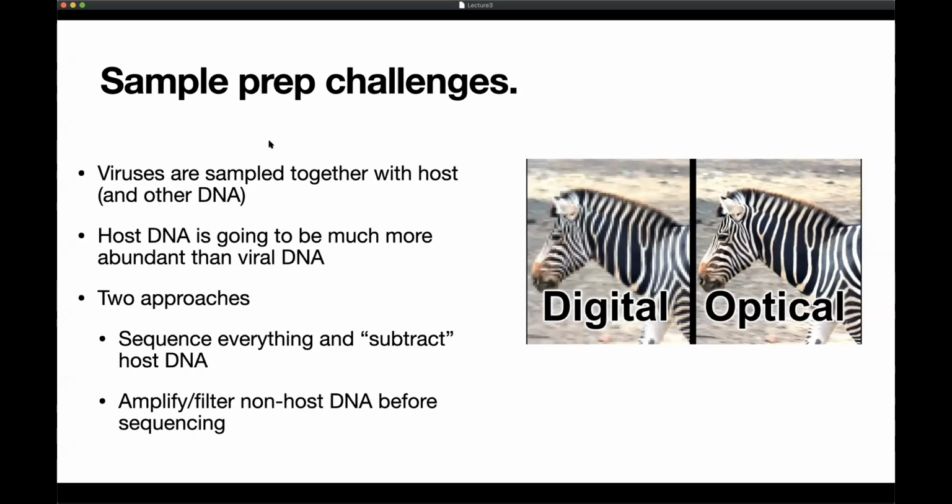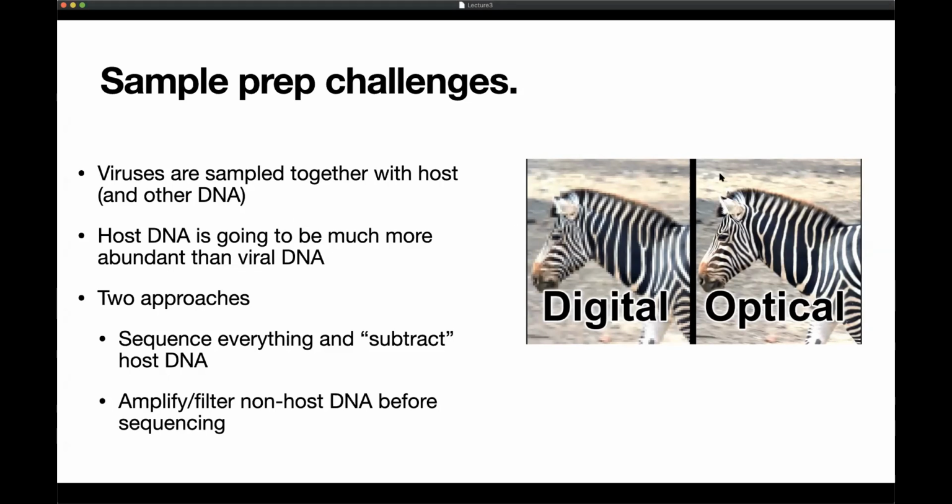In this particular study, and we're still unraveling this, RNA metatranscriptomics, viruses are sampled together with host and other DNA, right? Because you're pulling out a biomedical sample from somebody's lungs or blood or saliva, whatever it is that you're trying to sample. And the assumption is if you took it from a human, most of the DNA that's there is going to be human. So it's going to be much more abundant than viral DNA.